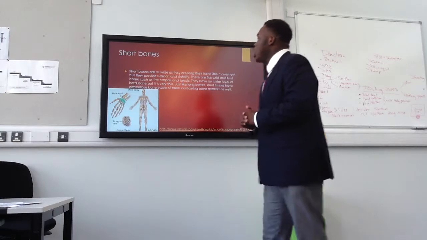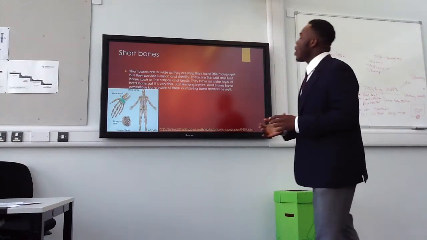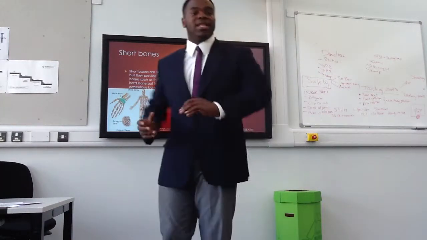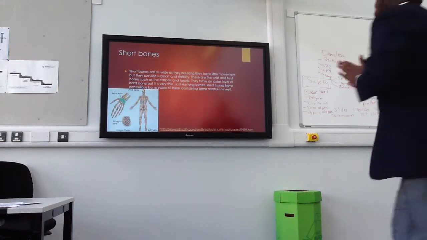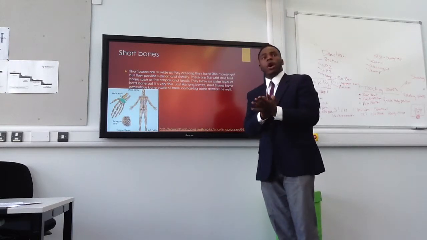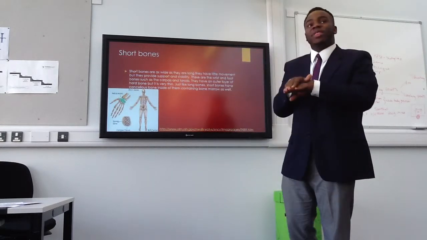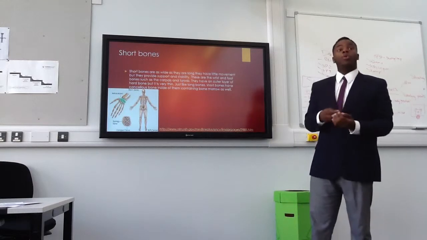Short bones. Short bones are as wide as they are long. Why? Because they have little movement. They are there to provide support and stability. Like, for example, Rowan, if you look at your wrist, the short bones are right here to provide support for the rest of the bones in the arm. They have an outer layer of hard bone as well, but in this case, unlike the long bone, it is very thin, but they have a lot of cancellous bone which has bone marrow as well.